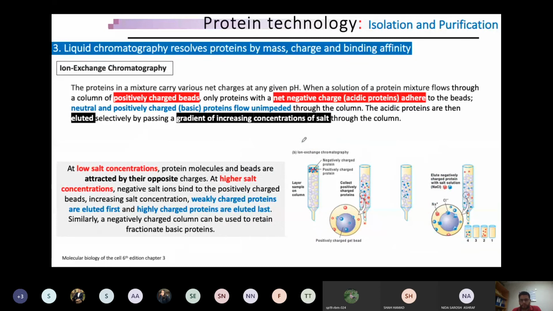So this is ion exchange. The net charge of the protein does play a vital role. So at low salt concentration, protein molecules and beads are attracted by opposite forces. That means the buffer you used for binding had a low salt concentration. So if the column was positively charged, the negatively charged protein bound, and if the column was negatively charged, the positively charged protein bound. But as soon as you change the salt concentration, at higher salt concentration, these interactions, positive and negative, start to break.